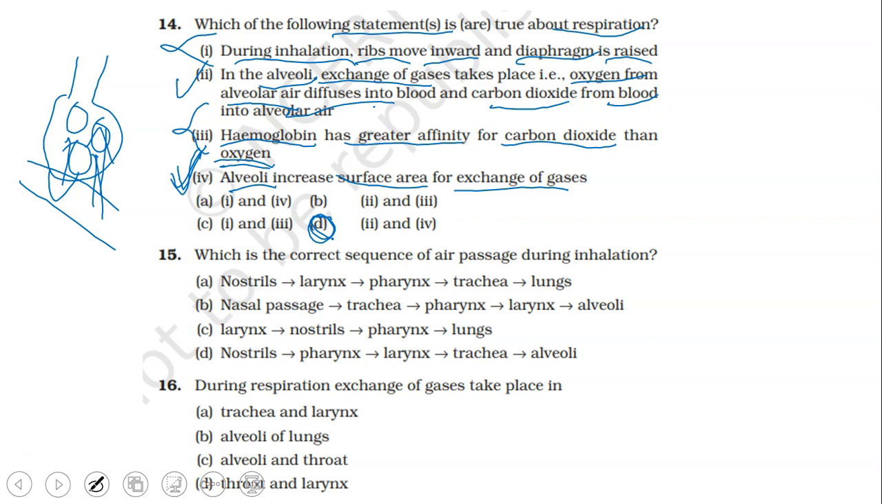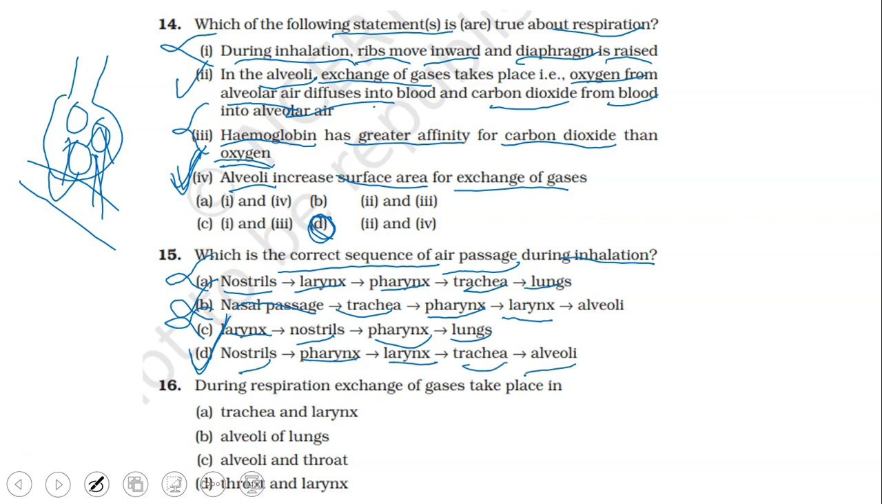15th. Which is the correct sequence of air passage during inhalation? A. Nostrils, larynx, pharynx, trachea, lungs. No, this is wrong. We know that first comes the pharynx, then the larynx, and then the trachea. B. Nasal passage, trachea, pharynx, larynx. This is false. C. Larynx, nostrils, pharynx, lungs. This is false, which means the option is D. Nostrils, pharynx, larynx, trachea, alveoli.